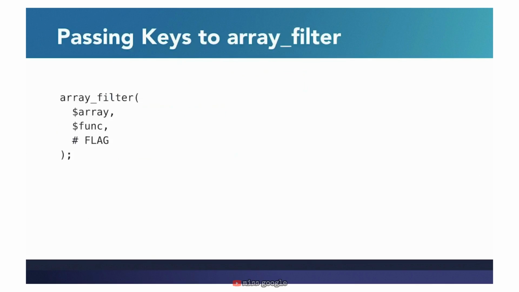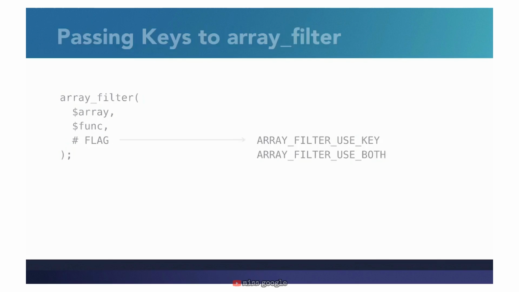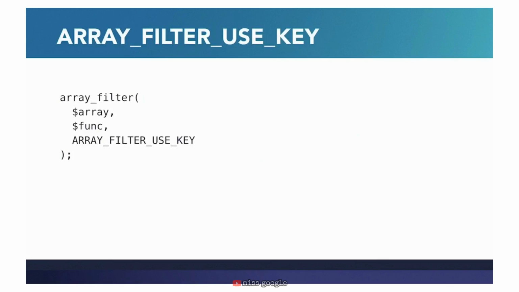It's actually quite easy to get access to the keys in array filter. We simply have to pass an extra flag parameter as the third argument. Now, there are two different flags that we can pass here. Array filter use key and array filter use both. What array filter use key does is instead of passing the values of our array to the filter function, it passes only the keys. We could use this, for example, if we wanted to get every other element from our array. For example, if we wanted all the odd indexed elements. What array filter use both does, on the other hand, is pass both the value and key of every element in the array to our filter function.